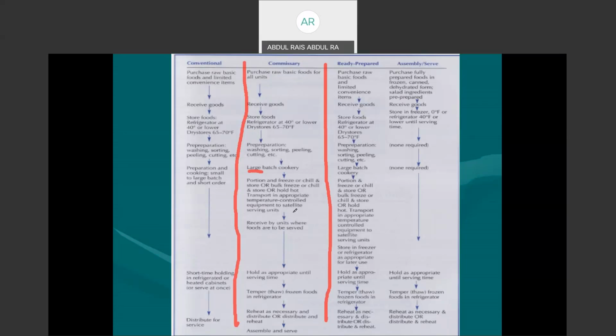When it is transported, the satellite units will receive the food that has been packaged either cold or hot. And they will hold as appropriate until serving time. They will temper, thaw frozen foods in the refrigerator. They will reheat hot food if necessary. And then finally, after the reheat, they will open the package and portion it in a more presentable manner. And finally it is served to the customer.